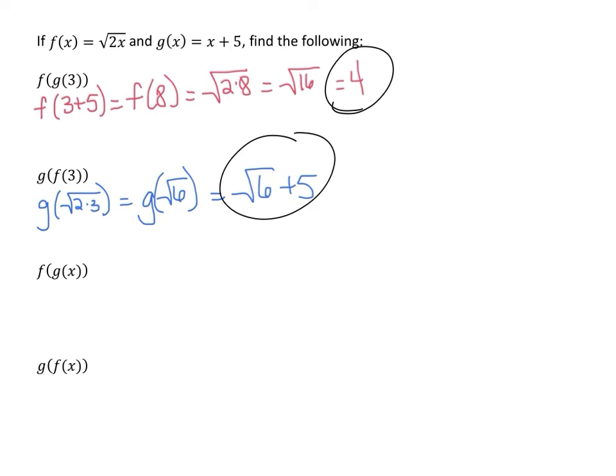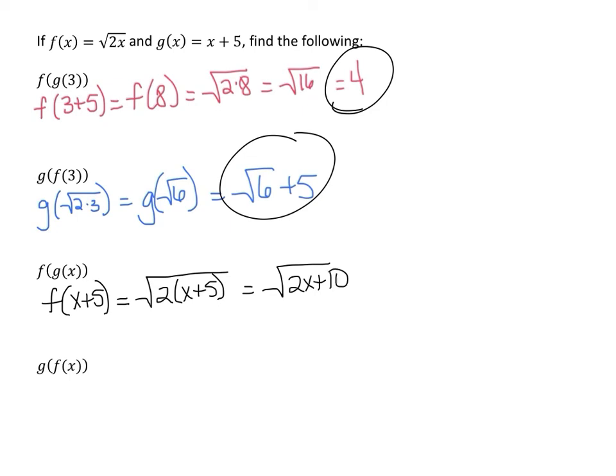I can generalize this information. f of g of x means I'm going to take f of x plus 5, which means the square root of 2 times x plus 5, which is the square root of 2x plus 10. g of f of x means I'll take g of the square root of 2x, which is the square root of 2x plus 5. Again, notice that these are not equal.